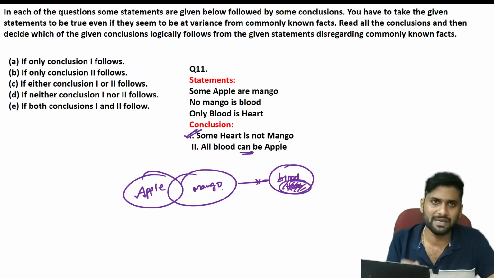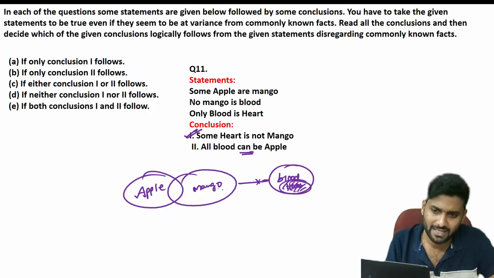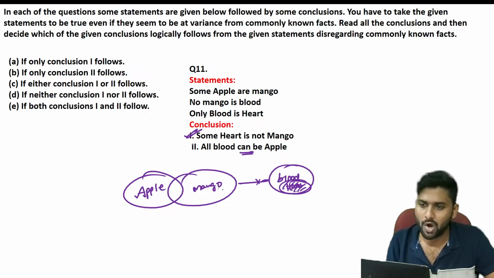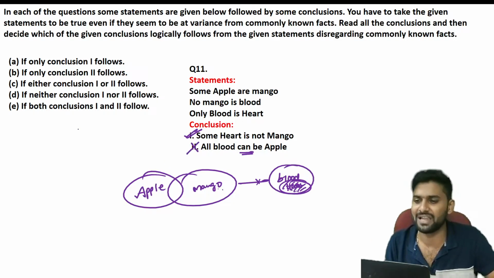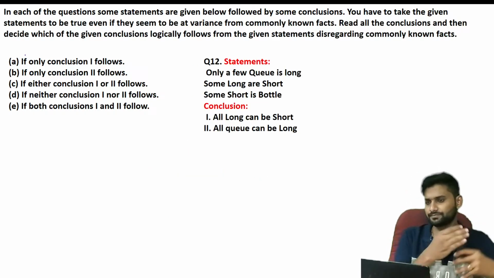Second one, can be. Guys, can be, maybe, is a part of possibilities. All blood can be apple. It's not possible. Why? Because if you take the entire blood, you will get heart. You cannot place heart into any other object. That's why all blood can be apple is an invalid conclusion. So conclusion one follows. Next.